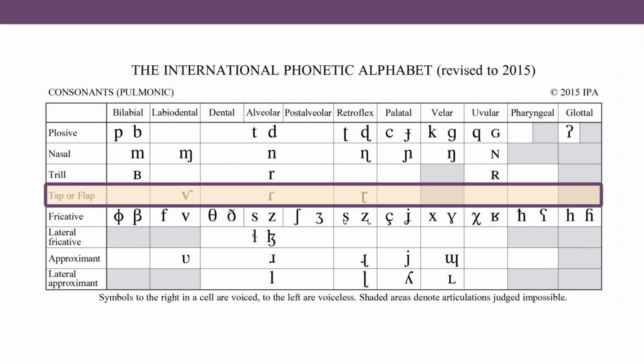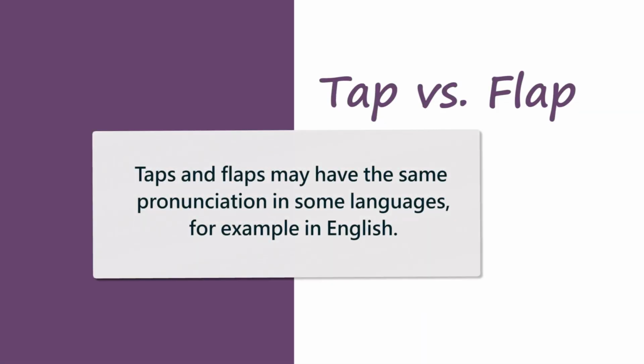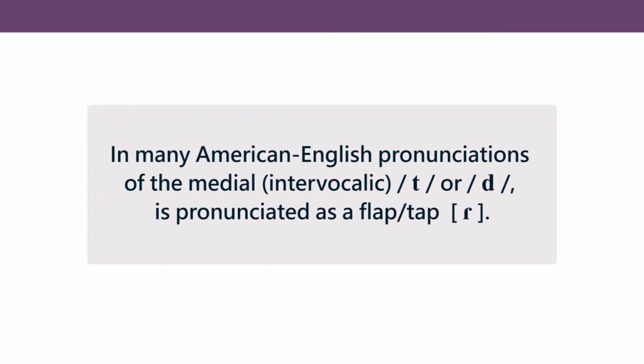If you want to look at this very carefully, it doesn't mean that tap and flap are synonyms. What it means is that whether you tap that consonant or flap it, the pronunciation is the same. At least in English, you can flap your R or you can tap your R. When you have an intervocalic T or D, you can flap it or tap it. It doesn't matter. The result will be the same.